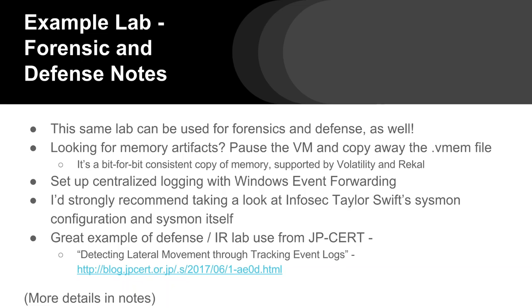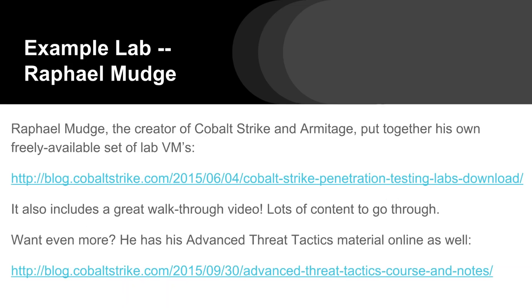And as a great example, in fact, I love people on the defense side, the forensic side, and even people on the offensive side should probably be interested in this JP Cert blog I mentioned here, Detecting Lateral Movement Through Tracking Event Logs. JP Cert, the Japanese Community Emergency Response Team, went through a lot of offensive tools on machines that had Sysmon enabled and saw what signs of their use were logged in the Windows event log. Really, really useful stuff. It's a great example of walking through on the defense and forensics side, in fact. And attackers, we should be knowing what artifacts we're leaving behind when we're using specific tools.